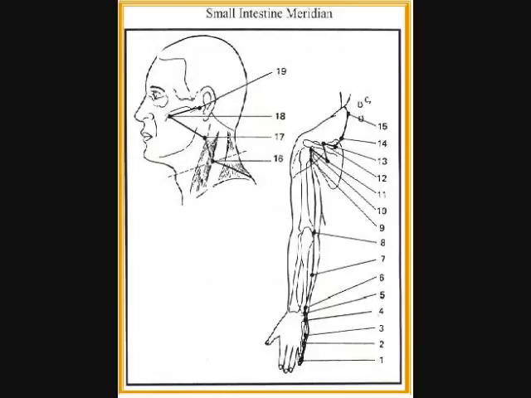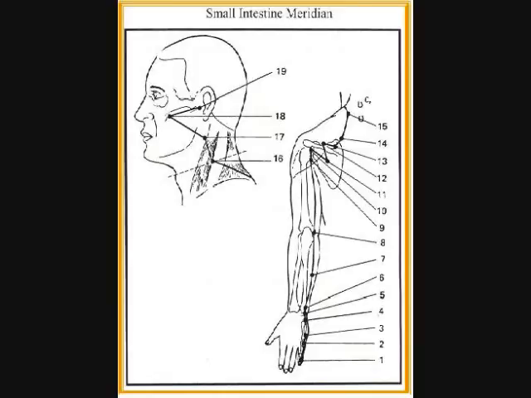SI8, in the depression between the olecranon of the ulna and the medial epicondyle of the humerus. SI9, when the arm is abducted, the point is 1 cun above the posterior end of the axillary fold.